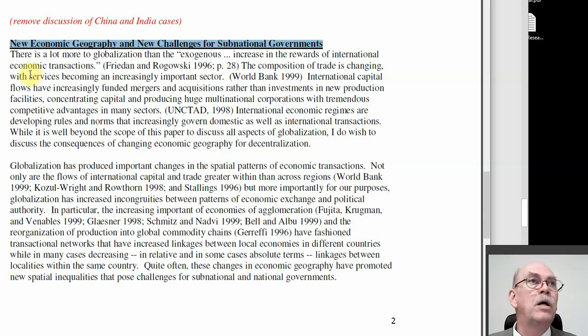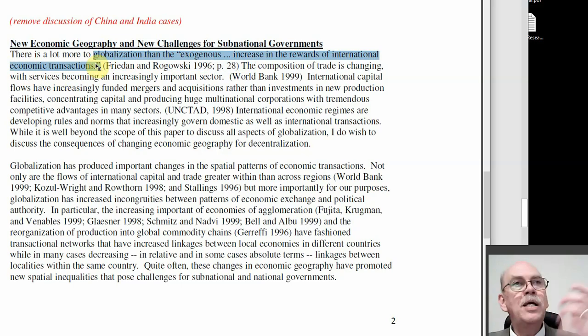Okay. There's a lot more to globalization than the exogenous increase in rewards of international economic transactions. Exogenous means the outside, the things we can see easily. So there's more to globalization than just the money, the rewards we see in financial transactions, economic transactions: building a factory, bringing in low quality goods, workers work on it, exporting high quality goods, and the profit stays in the country because those workers now have more money to buy more things.